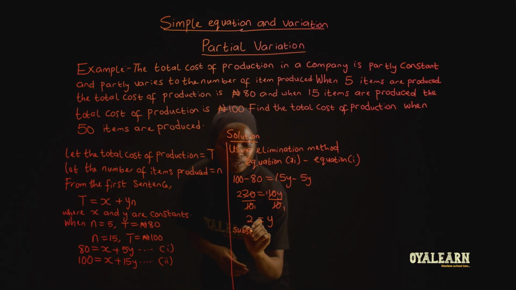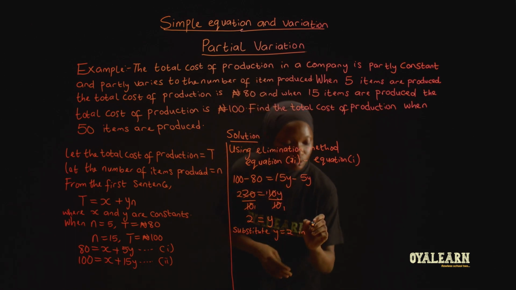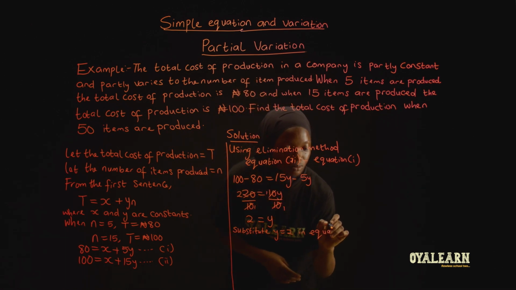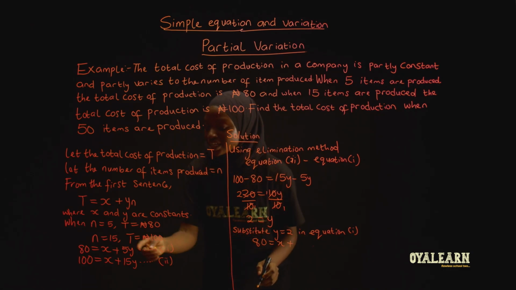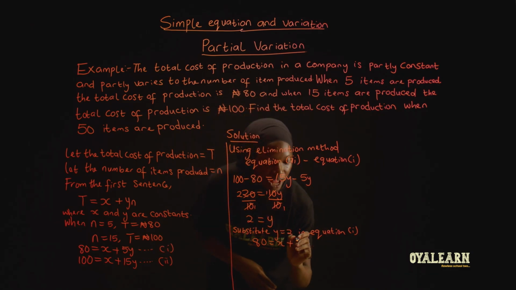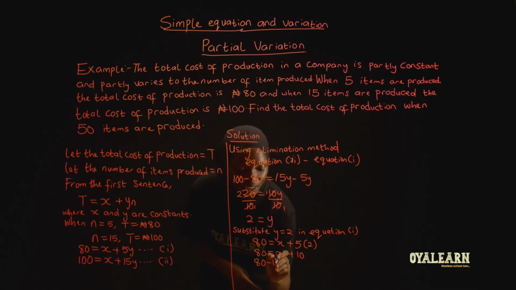Substitute to find the value of X. You can pick any one of the equations. So let's go with equation 1. So we'll be having 80 equals X plus 5Y, but our Y is already 2, so we'll have 5 into 2, which gives us 80 equals X plus 10. And from here, we'll collect like terms, we'll be having 80 minus 10 equals X. Therefore, X equals 70.